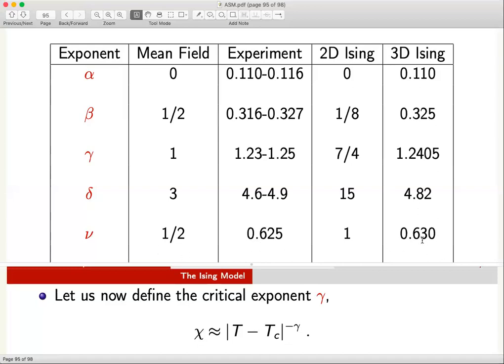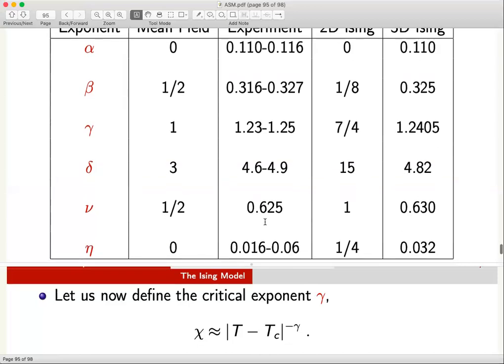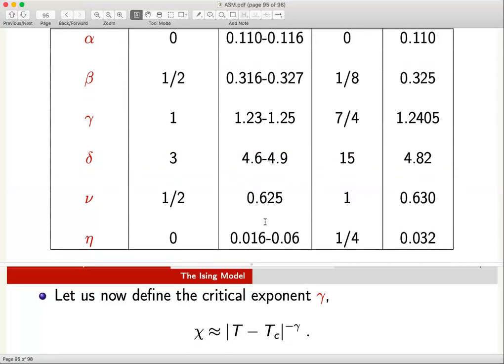Again, you see that the 3D Ising experiments are pretty close. The final exponent was eta, which is the anomalous dimension of the 2-point function, and that was 0 for mean field theory, and the number is quite small experimentally also. 3D Ising fits right in the middle of this, and 2D Ising is way out, because 1/4 is 0.25, which is outside both the ranges.